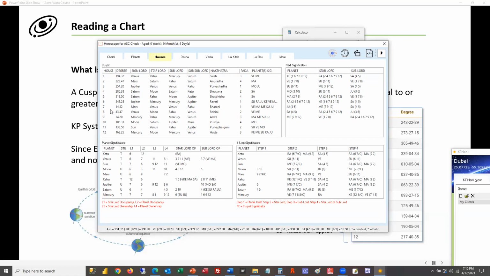Now let's say, for example, I take the sixth one. This is 348.25. So if I take the 12th one, it is 168.25. So if I subtract 168 from 348, what do I get?